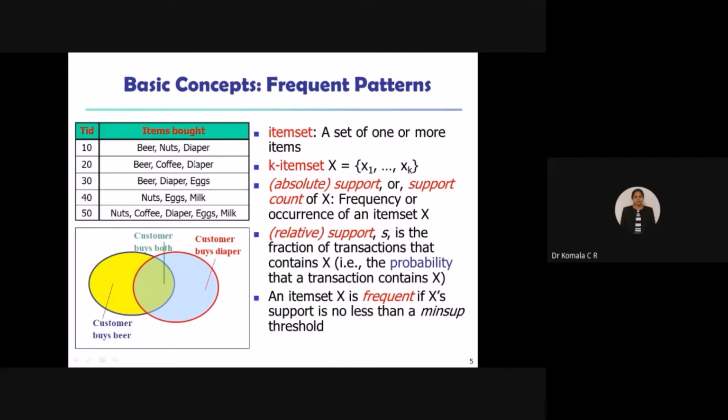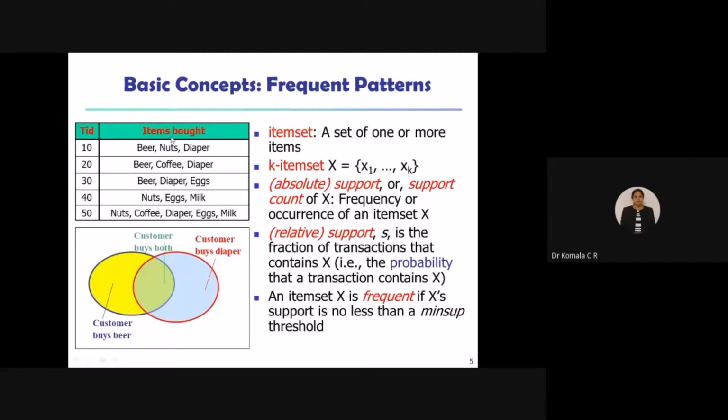Now let us see with this example how I do some frequent pattern analysis. So what are the definitions? What are the different criteria, the things we are going to calculate here? First we'll understand what an item set is. The definition for item set here is a set of one or more items. Say for example, beer is one item, nuts is one item, diaper is one item. Item set means a set of one or more items.